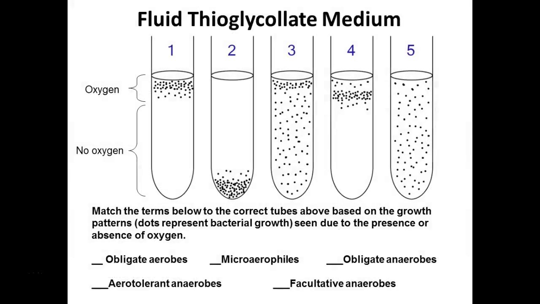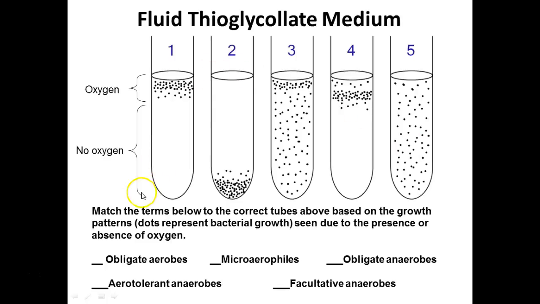So we see 5 distinct growth patterns when we grow these different categories in the FTM tubes. Because what these tubes do is they set up an oxygen environment at the top of the tube and a non-oxygen environment in the bottom of the tube. So each one of these, the dots represent growth patterns within those different zones.